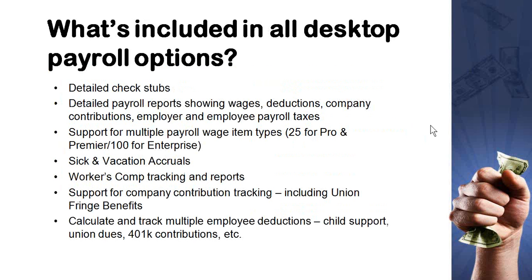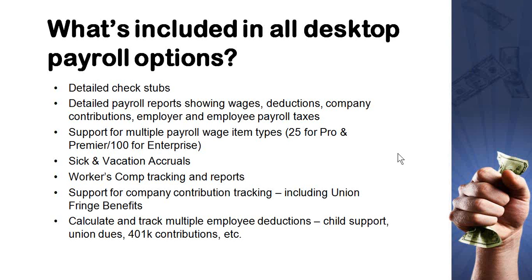So next, all of these items are included with the desktop payroll option. You get detailed check stubs. You get detailed payroll reports showing wages, deductions, company contributions, employer and employee payroll taxes. There's support for multiple payroll wage item types. You can have 25 different payroll wage items in QuickBooks Pro and Premier, and if you use QuickBooks Enterprise, you can have 100 different ones.